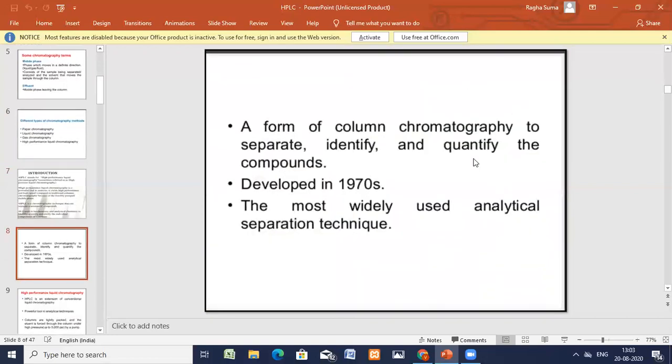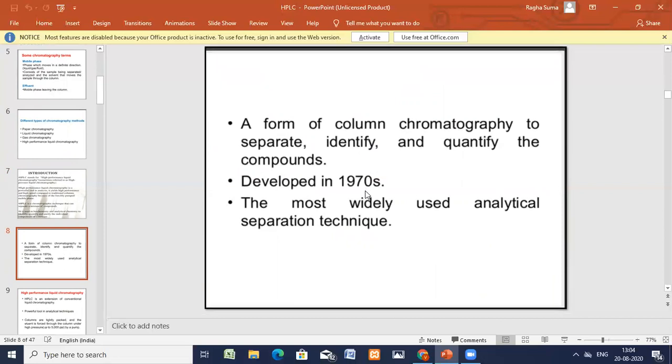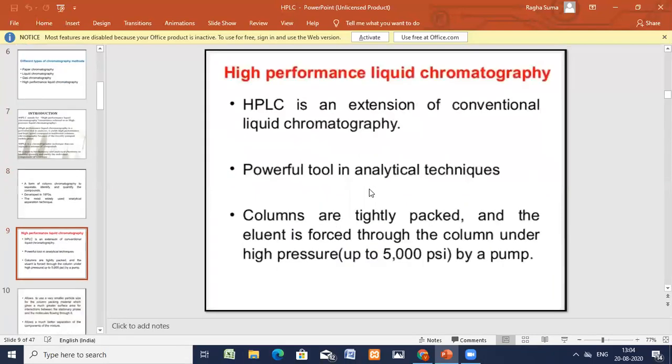It is a form of column chromatography where you separate, identify, and quantify the components. Developed in 1970, it is the most widely used analytical separation technique. It is more advanced due to its speed and its high performance. High performance liquid chromatography is an extension of conventional liquid chromatography.